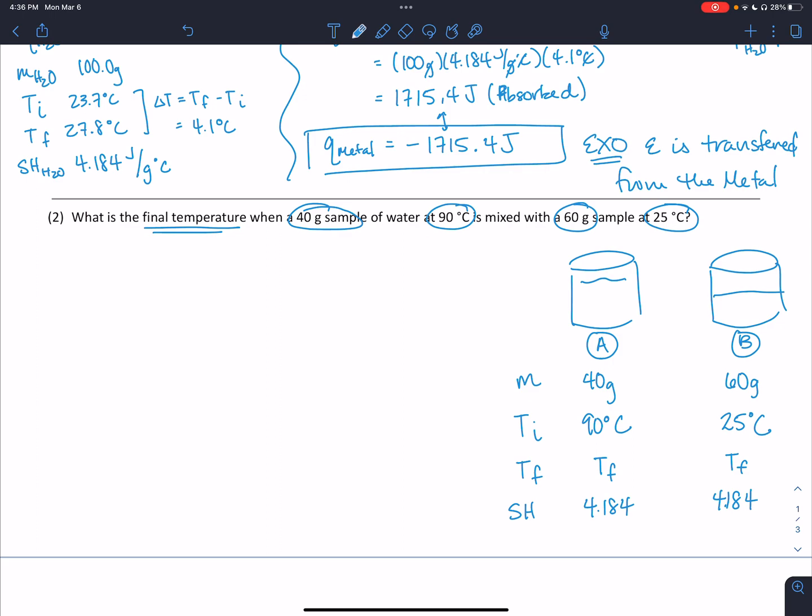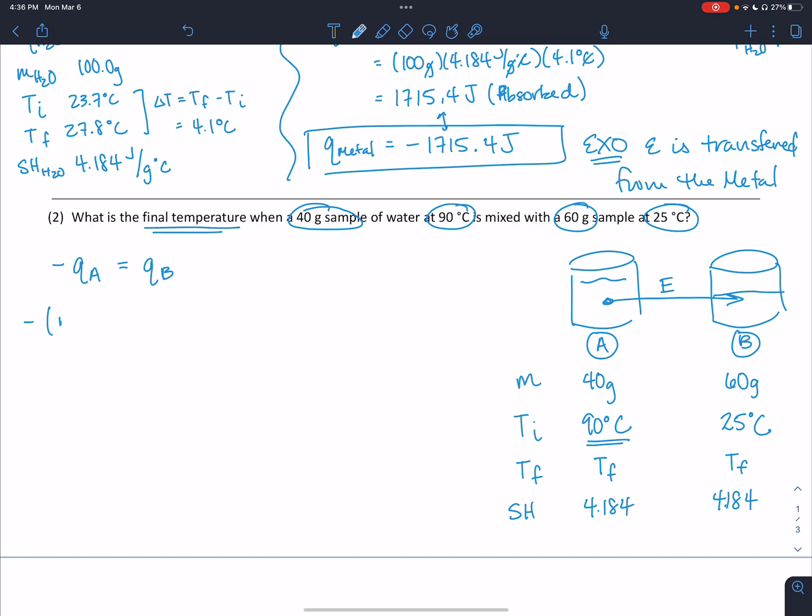If we think about it this way, A is your warmer beaker. It's 90 degrees, so the energy is going to flow from A into B. Energy is going to move from A to B, which means that A is going to be an exothermic process, so a negative Q, but that's going to be equal numerically to Q for B. So that lets us use our formulas for Q and set them equal to each other.